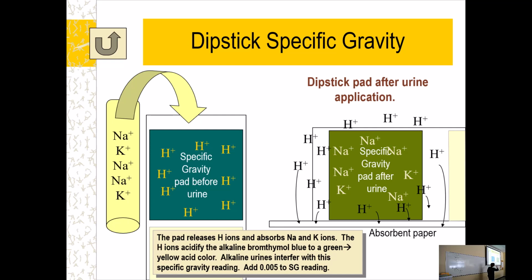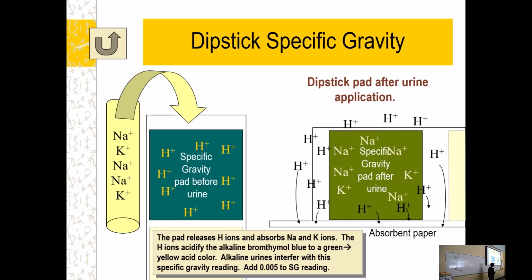We're going to put them on the pad. The specific gravity of the pad before the urine, it's all hydrogen ions. After we add the urine, the hydrogen ions are all leaving, and then the sodium chloride. So it's displacement of the hydrogen ions that we're actually looking at. So it's ionic. The pad releases hydrogen ions, absorbs the sodium and potassium. The hydrogen ions acidify the alkaline bromthymol blue from green to a yellow acid color.